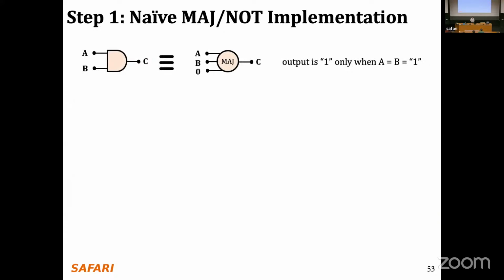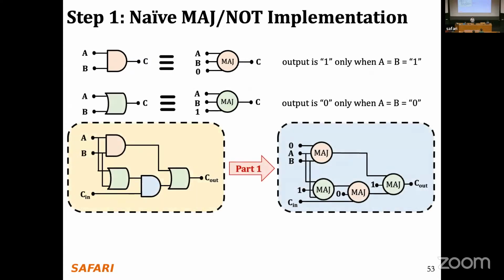As I mentioned many times already, there is an equivalence between AND gates and OR gates and a majority gate. If I have this circuit, which is, if I'm not mistaken, a circuit to generate the carry out of a carry adder, I can implement it in Ambit as it is by simply replacing the gates over here with majority gates following this equivalence.